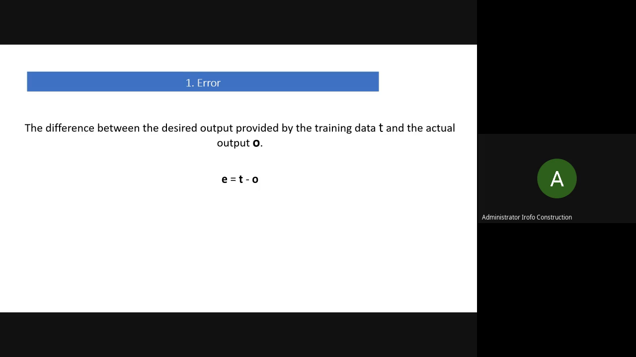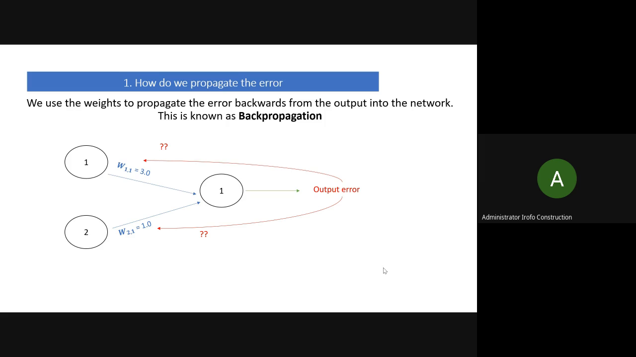So you have to keep this one in your mind. E is equal to C minus O, like our error is equal to our true data minus our actual output. So now if we get an error like this, how do we use that error to improve our network?